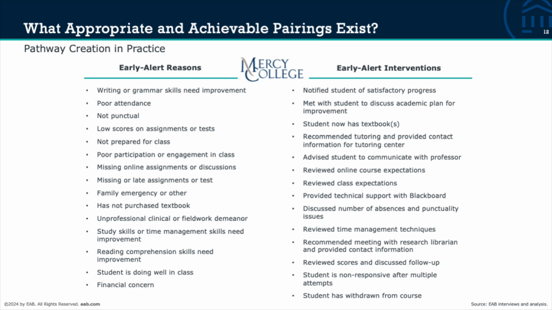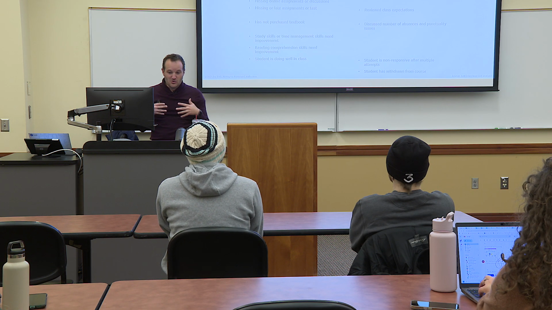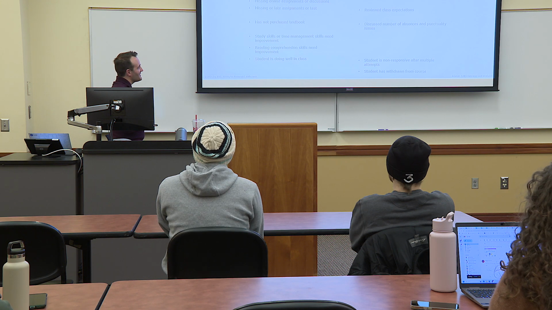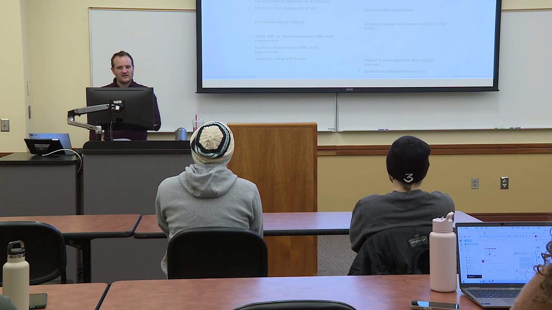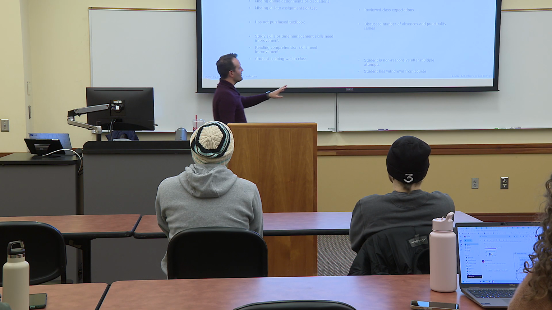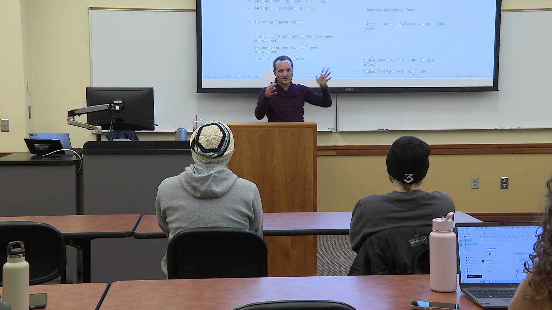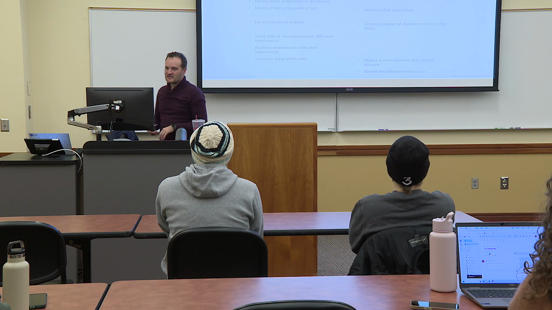On the intervention side, they have things like providing technical support with Blackboard, reviewing time management techniques, reviewing scores, and discussing all of that in follow-up. So there were a number of interventions and alert reasons. But they realized that was a little much. It wasn't clear, and it was a little too robust in terms of next steps. So they started to narrow down. There were fewer alert reasons, but they also realized that a lot of their interventions might have been duplicative, so how do they create some consistency there?